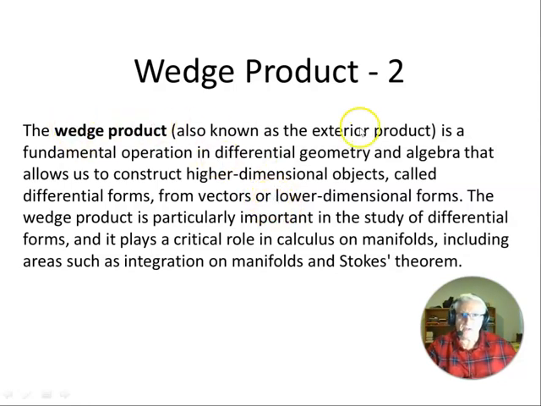All right, so the wedge product, also known as the exterior product, is a fundamental operation in differential geometry and algebra that allows us to construct higher dimensional objects called differential forms from vectors or lower dimensional forms. The wedge product is particularly important in the study of differential forms, and it plays a crucial role in calculus on manifolds. Hence, you can imagine its use in general relativity, including areas such as integration on manifolds and Stokes' theorem. It also goes beyond those, but that's enough to say for now. So let's make a start.